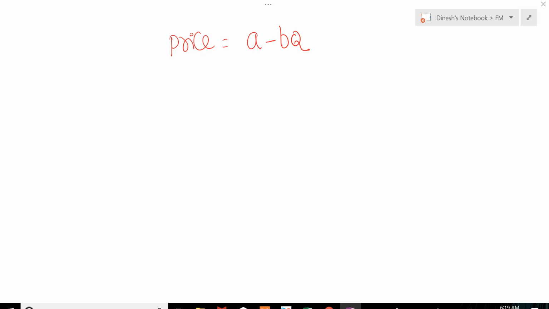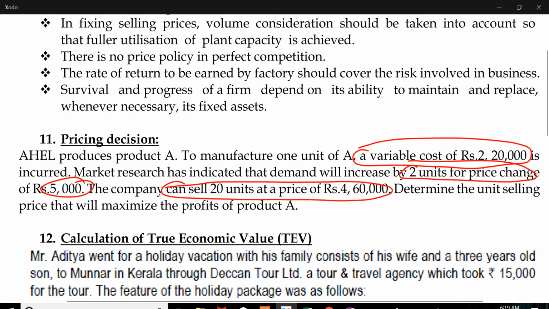Price equals A minus BQ. Below that, write: A refers to the price at which 0 units would be sold. Now can you read this and tell me at what price will you be selling 0 units?